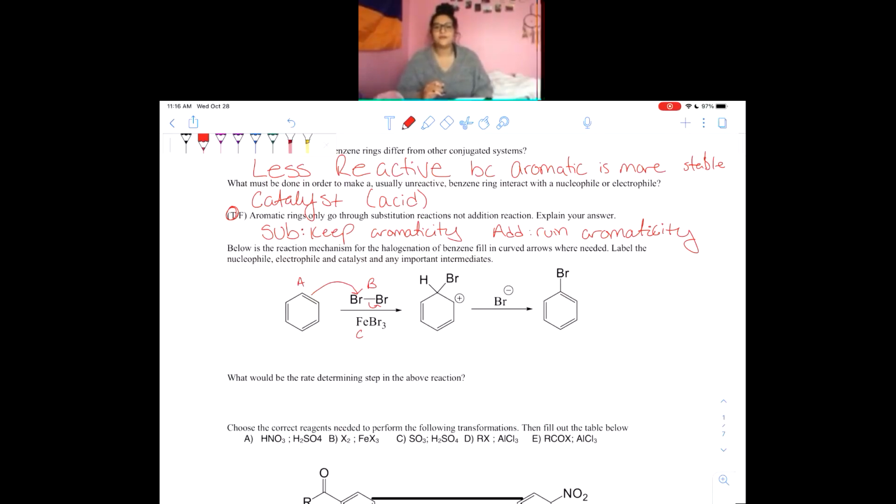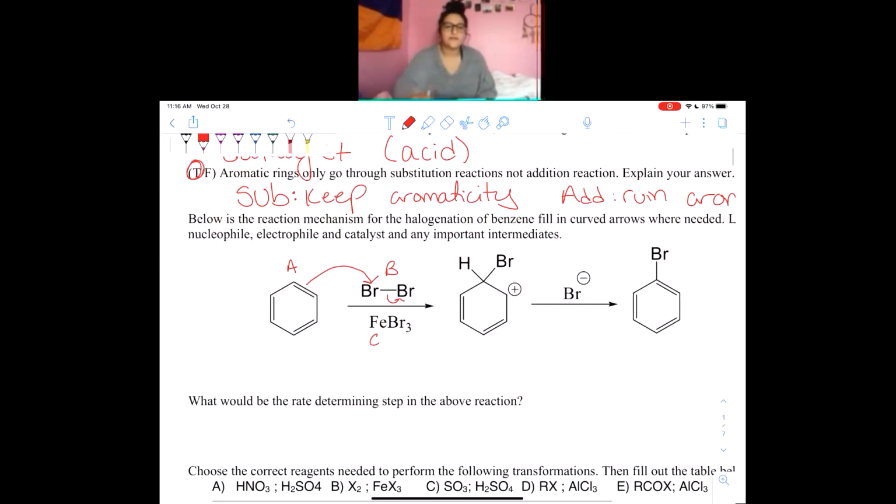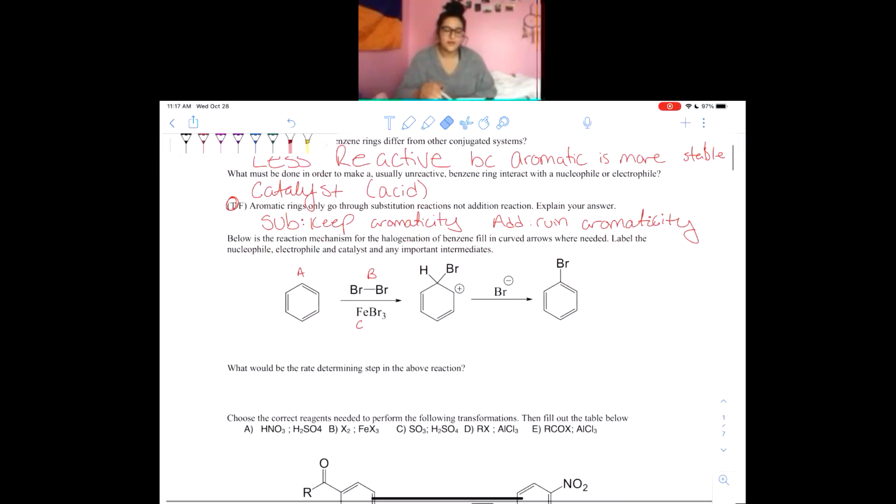Awesome, yes, so Br2, aka B, will be the electrophile, but before we can attack it, we're actually going to have an interaction between the acid catalyst and the electrophile. And I already ruined my next question, but C would be the acid catalyst. So this is the super simple way that I will tell people to do it, like on the exam or whatever. But in reality, this reaction is a little bit more complicated.